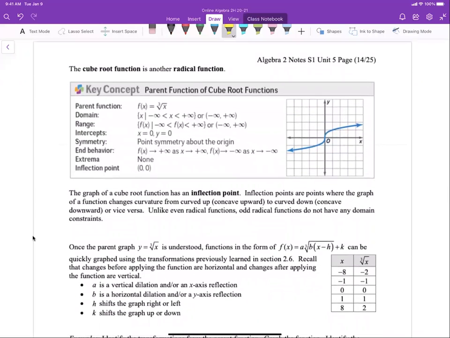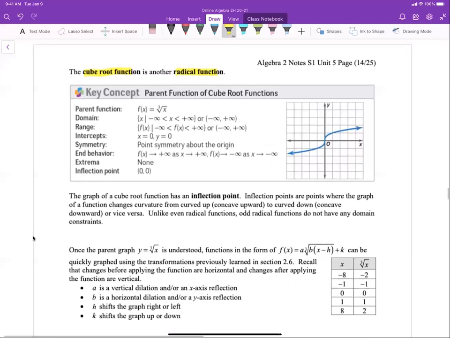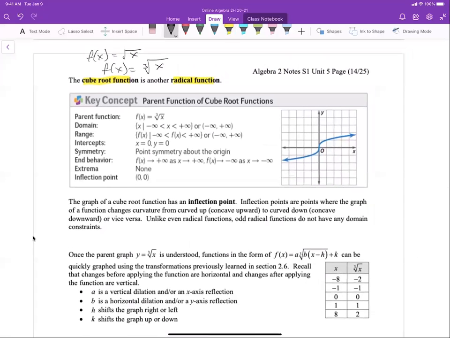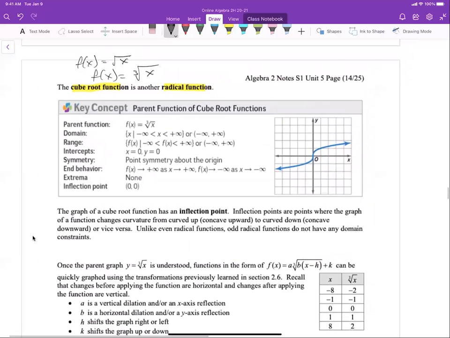The cubed root function is another radical function. So in the past, when we had the square root of x as our parent function, now our parent function is equal to the cubed root of x. So we have to be familiar with what the cubed root of x looks like. Okay, this is the parent function. Here it is. You can see this graph off to the right. It kind of goes through the 0 point and then curves off to the left. And we'll talk about the table of data here in just a minute.